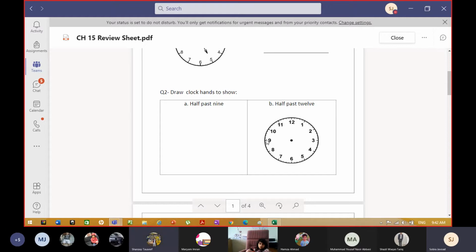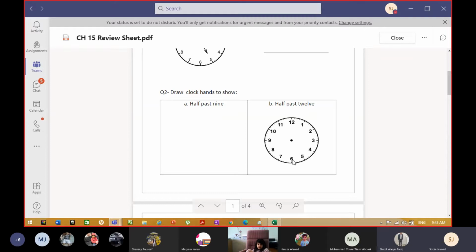Okay, now, Insha, you have to tell. If I ask you 9:30, where should the clock hands be? Where should the short hand be and where should the long hand be? The short hand should be between 9 and 10 because it is half past. Half an hour past 9, so after 9 the short hand should be, and the minute hand should be on 6. Everyone be very careful, okay?